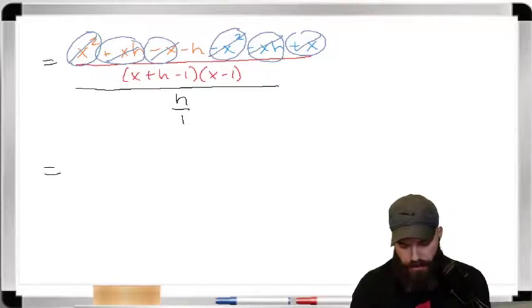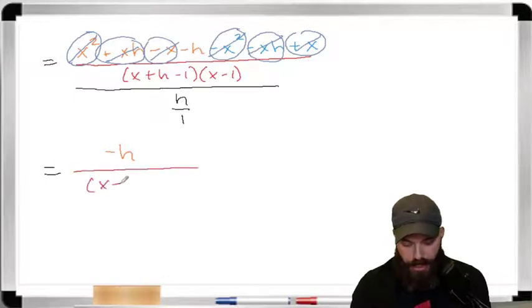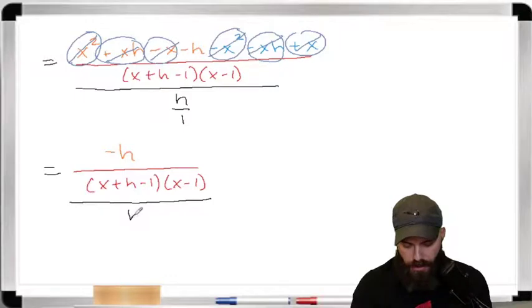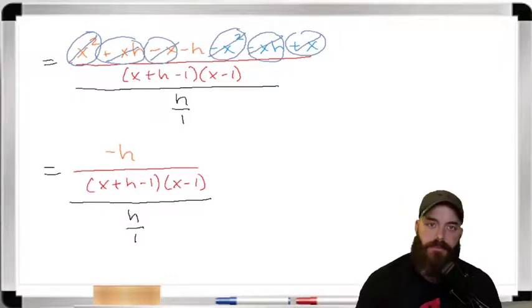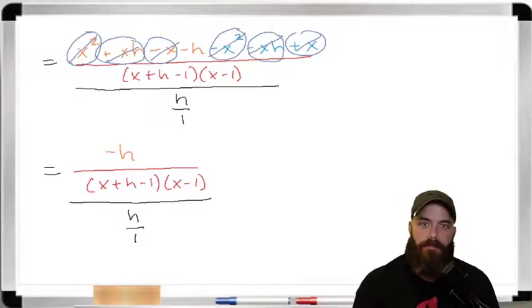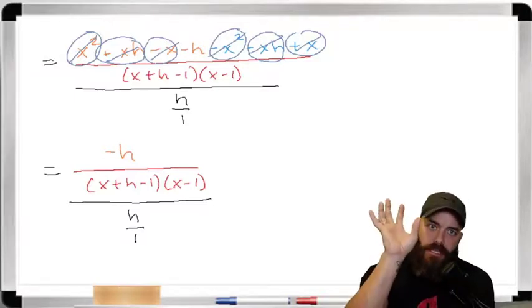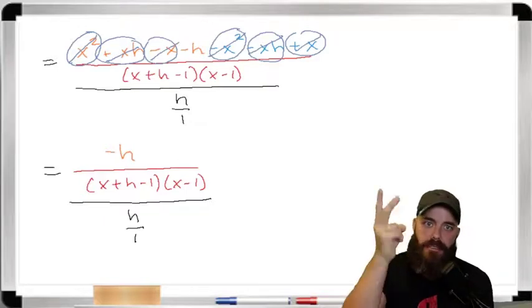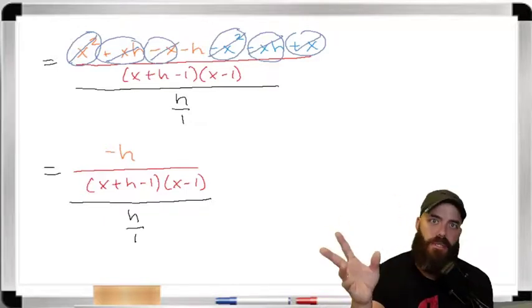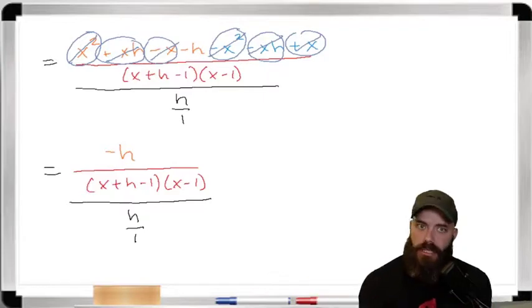So I'll have negative h over x plus h minus 1 times x minus 1. And then again, all that is over h over 1. Okay? Now, bear with me, okay? So that's subtracting fractions. We just reviewed adding and subtracting fractions. The method is similar if you're adding fractions. In this case, we were subtracting.